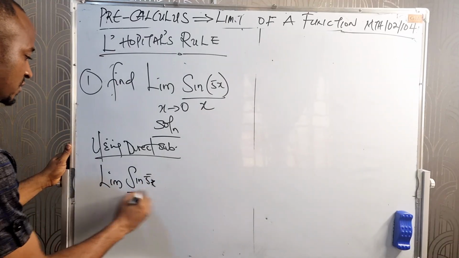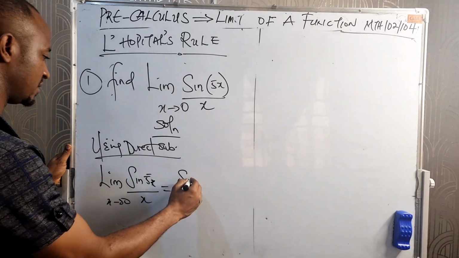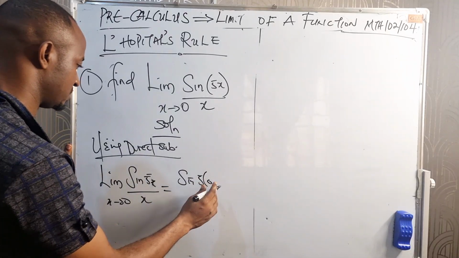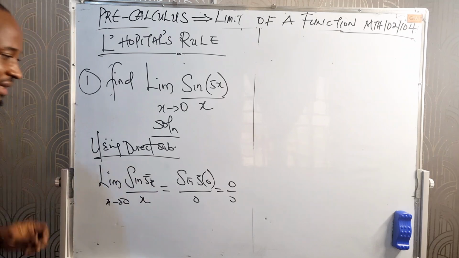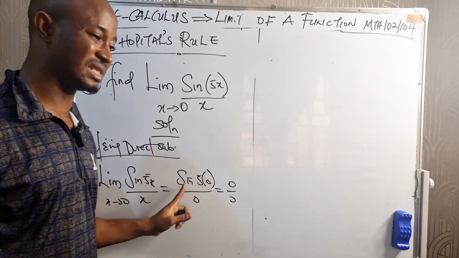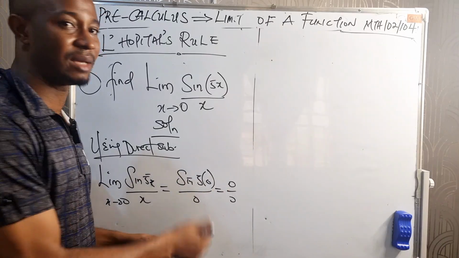5x over x as x approaches 0. Let's see what we're going to have. Sine of 5 times 0 over 0 will give us 0 over 0. 5 times 0 is 0, sine 0 is 0, over 0. This is an indeterminate form.